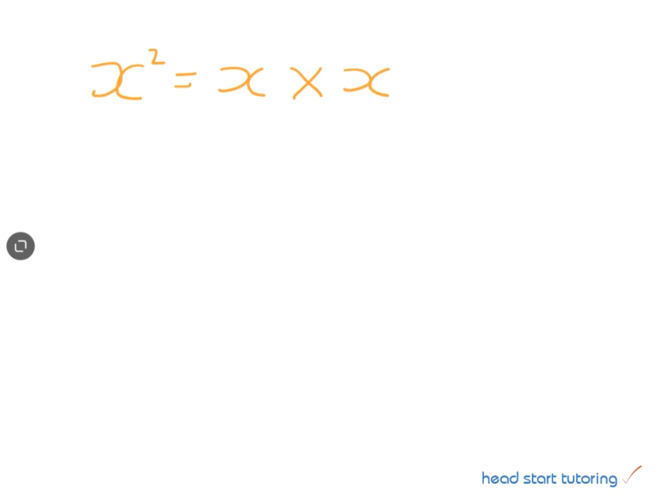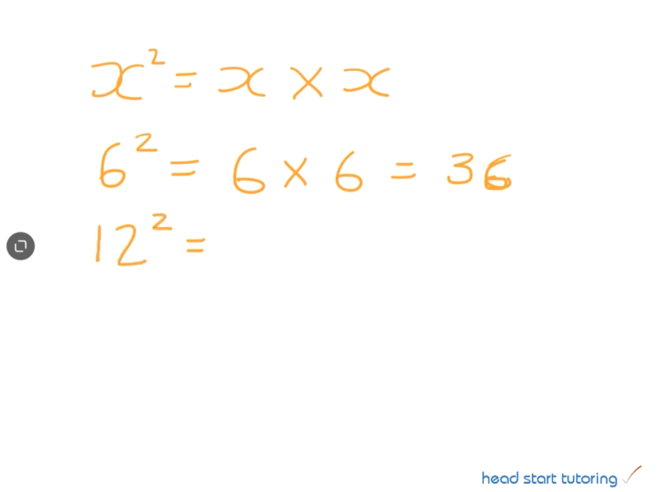In this example, we've got any number to the power of 2, which is always going to be equal to that number times by itself. If we look at 6 to the power of 2, that will be equal to 6 times 6, which is equal to 36. If we have a look at 12 to the power of 2, that will be equal to 12 times 12, which is equal to 144.